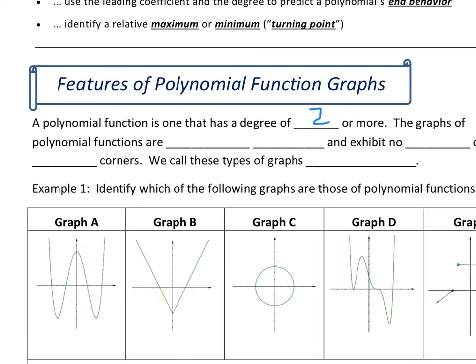And the graphs of polynomial functions are smooth curves, just like a quadratic. And they exhibit no breaks or sharp corners. And the technical word or academic word that we use to call these types of graphs is that they are continuous. We talked about this briefly before in an earlier chapter. All right, so how do you spot one?